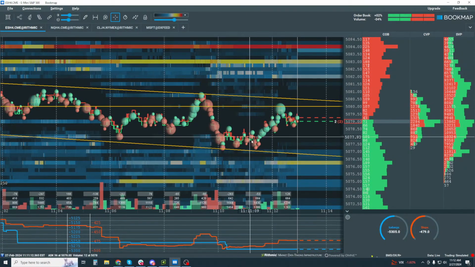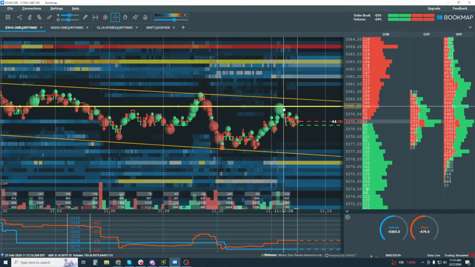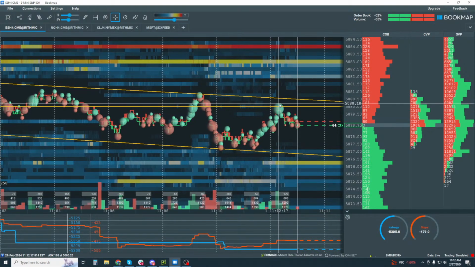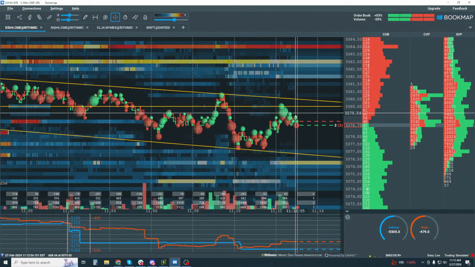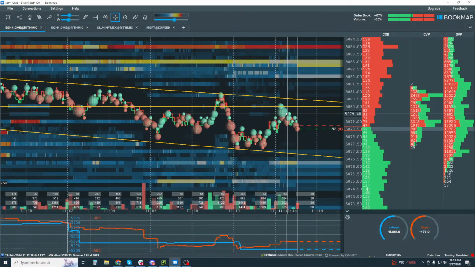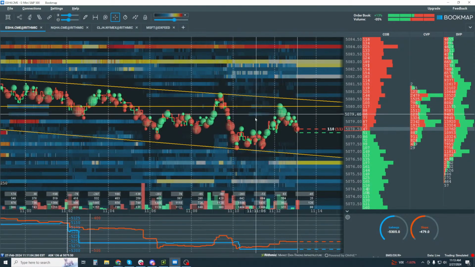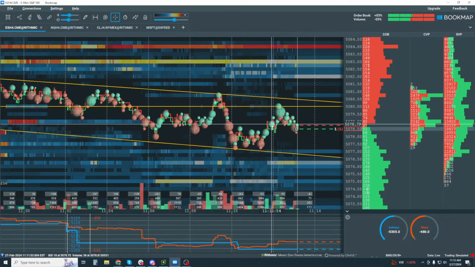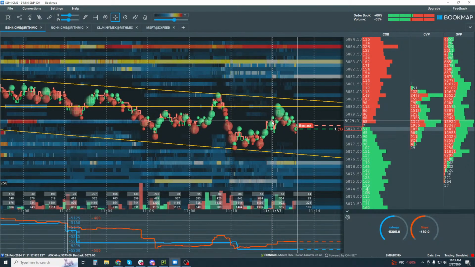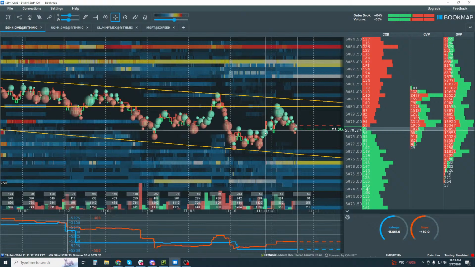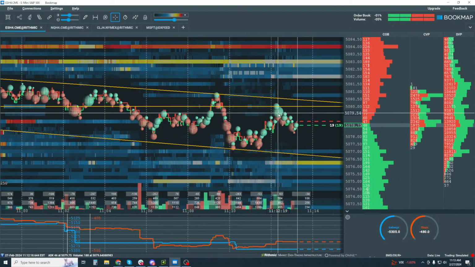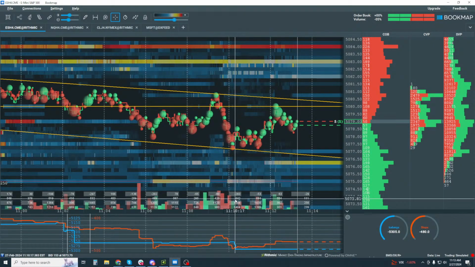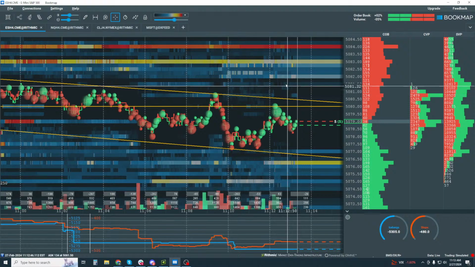Look at the pullback in here. This would negate that setup, for me at least, it surely would. This is not a low volume pullback at this time. It's pretty equal. There might even be more buyers in here. We can look at it. We can look at our delta and our footprint in here as well.